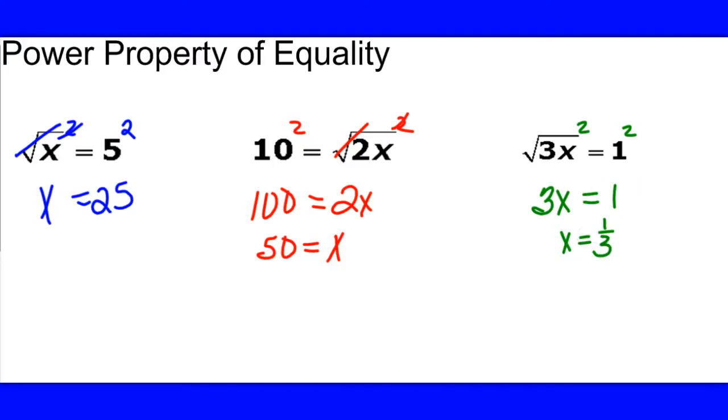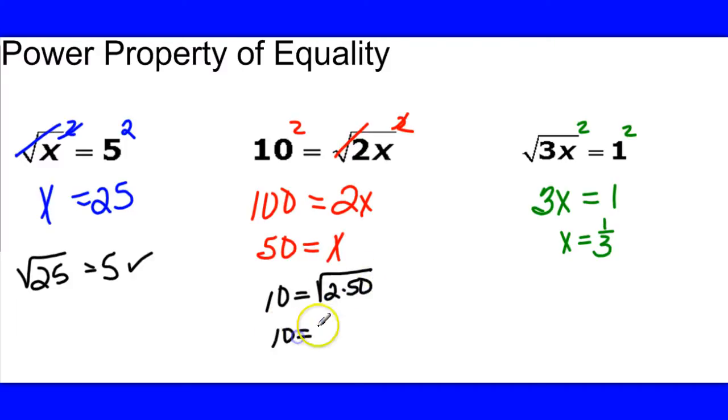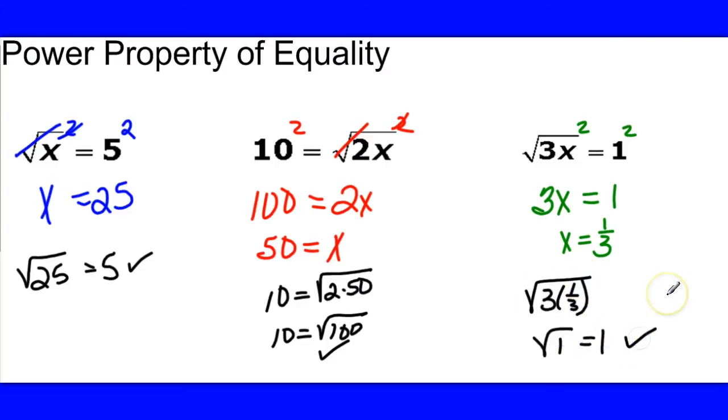Now, it's really easy to check to make sure that you're right. Just simply plug it in. If you put a 25 in here, the square root of 25 is what? It's 5. That checks. Here, put a 50 in here. 10 is equal to the square root of 2 times 50. So 10 is equal to the square root of 100. That one checks. Okay, and here, put the 1/3 there. 3 times 1/3 is 1, and the square root of 1 is equal to 1, and that checks.